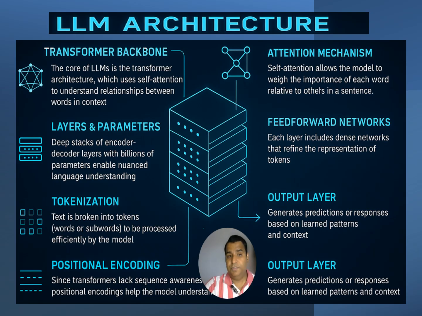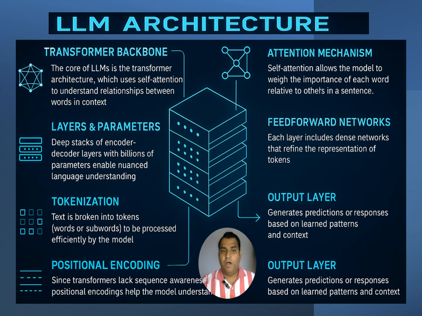Positional encoding: since transformers process tokens in parallel, they lack inherent sequence awareness. Positional encoding adds unique vectors to each token based on its position, helping the model understand word order or sentence structure. Attention mechanism: self-attention allows the model to weigh the importance of each token relative to the others in a sequence. This mechanism is key to understanding context, resolving ambiguity, and generating coherent responses.